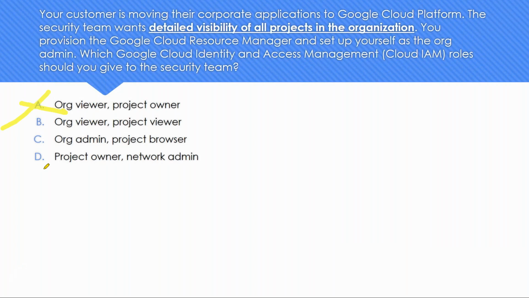Option B, org viewer, project viewer. We have seen if we give somebody viewer access, he or she can see the entire project details, IAM, everything, but everything is going to be read-only. That's going to be good. Read-only access to projects, read-only access to the policies and all. So that's going to be a good choice.